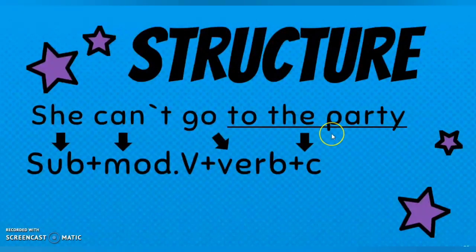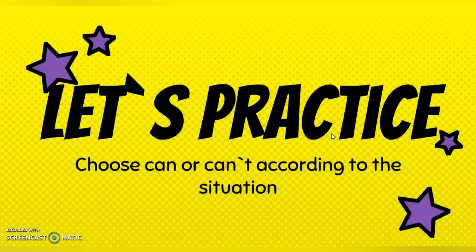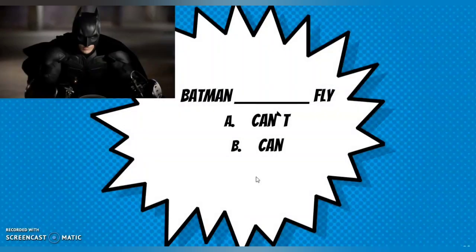Okay? Well, very well. So, again, let's have some practice according to the situation. Okay? You're gonna choose can or can't according to the situation. Batman can't or can fly. Okay, very good. Batman can't fly. Batman no puede volar. Superman can fly, but Batman can't fly. Recuerden ir tomando apuntes en su cuaderno del ejercicio para que puedan calificarse al final.